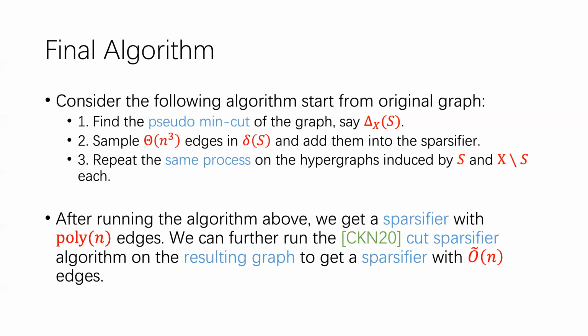Although the size of the sparsifier might still be very big, we can further run the cut sparsifier algorithm of our previous work on the resulting graph without doing any queries. And by doing so, we can further reduce the number of hyperedges in the sparsifier to O tilde of n. And this concludes the main idea of the algorithm to construct the cut sparsifier using cut size queries and cut edge sample queries, which is the main result of this work.